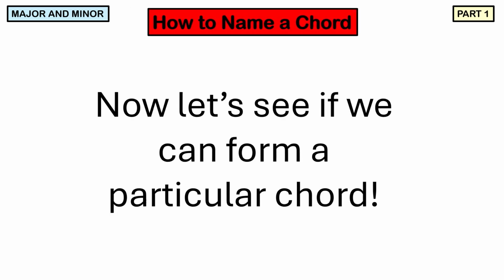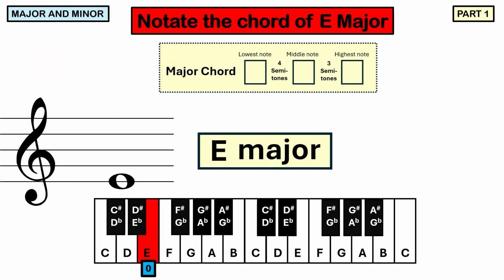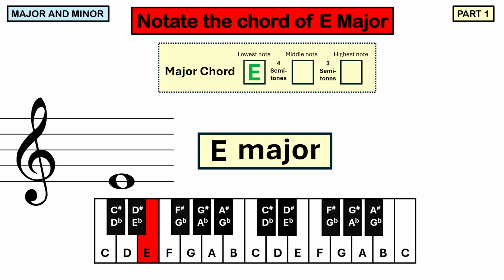Now let's see if we can form a particular chord. We need to form the chord of E major. So now we can erase the minor chord formula. We need to form a chord of E major. So the lowest note we're going to add to our chord is E. Now we need to move 4 semitones to the right. 1, 2, 3, 4. Our middle note is going to be G sharp.